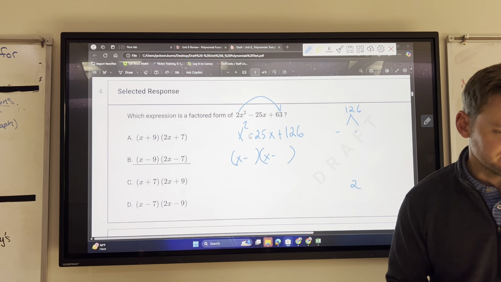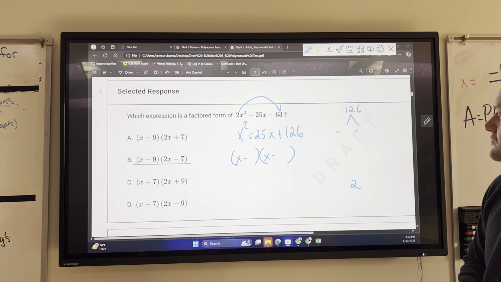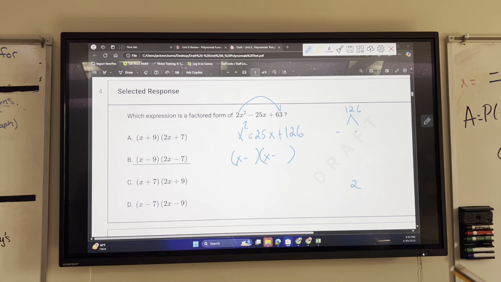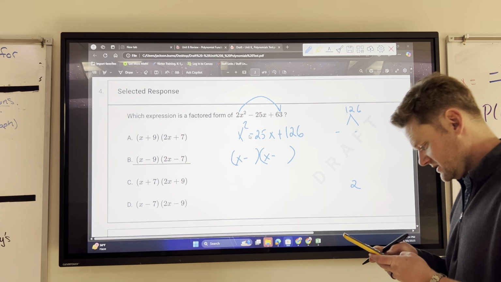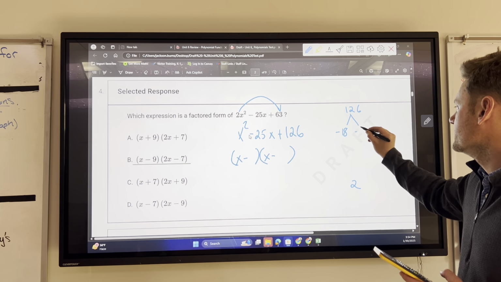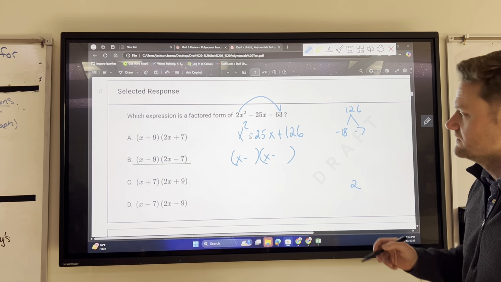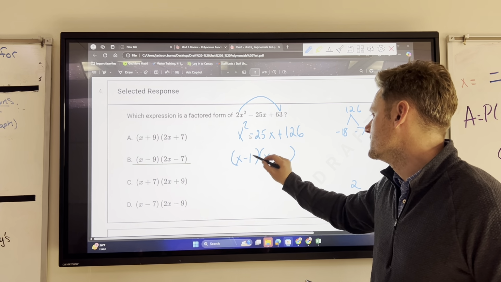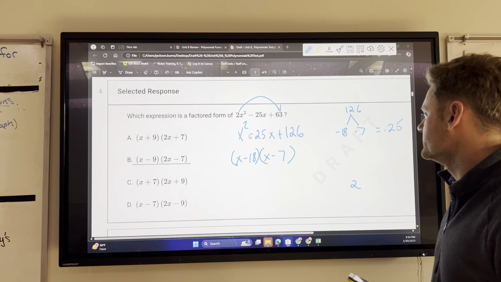126. Let me see, can I see someone's calculator real quick? I got a feeling it's gonna be 18 and something. 126 divided by 18 gives me 7. Negative 18, negative 7. That adds up to negative 25. So those are my numbers. So I put 18, I put 7.